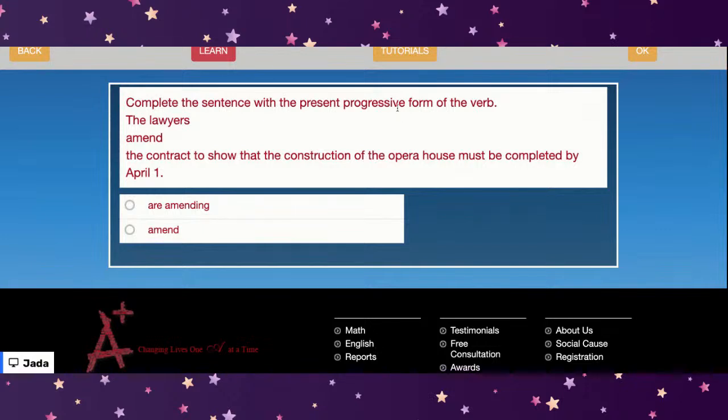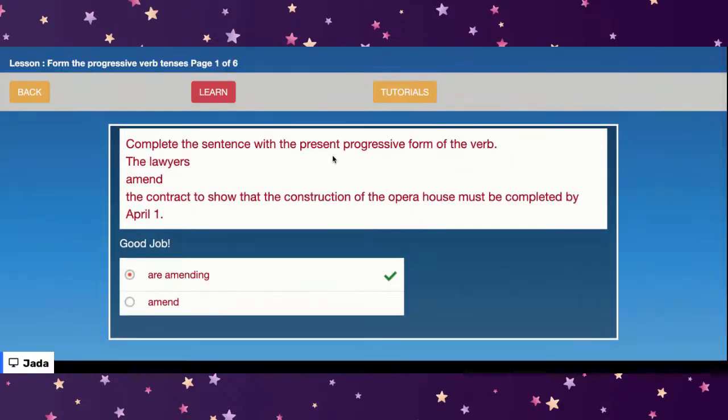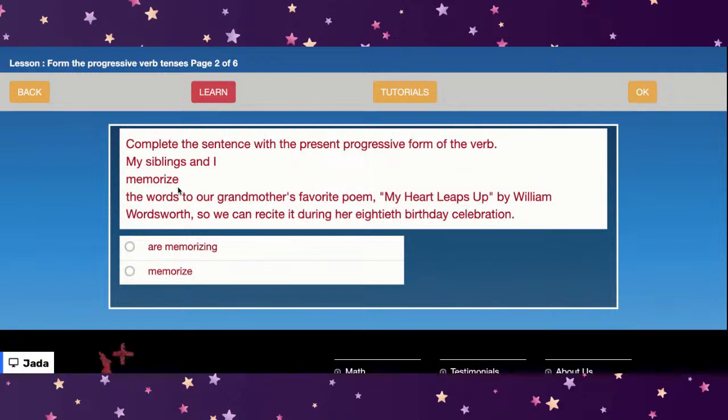Complete the sentence with the present progressive form of the verb. The lawyers amend the contract to show that the construction of the opera house must be completed by April 1. So present, the lawyers are amending the contract. Okay, they are amending the contract. My siblings and I memorize the words of our grandmother's favorite poem. So present progressive, you need to find the present progressive here. So it will be my siblings and I are memorizing.